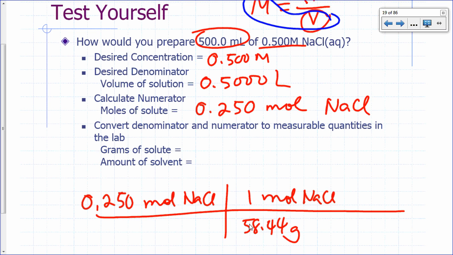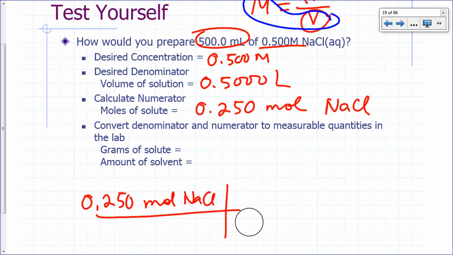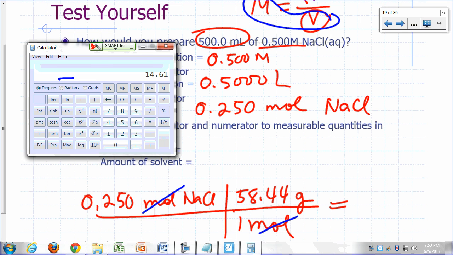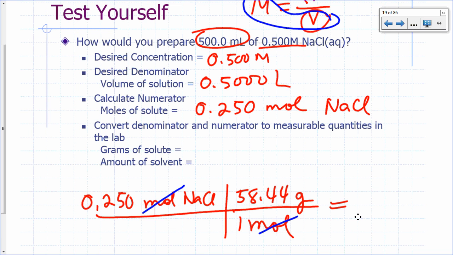That's the molar mass. Oops, wrong conversion. 58.44 grams for 1 mole, so moles cancel out. That gives you how much? A quarter of 58.44, which is 14.61 grams. With 3 sig figs, I only need 14.6 grams.